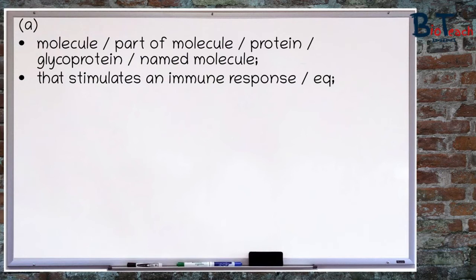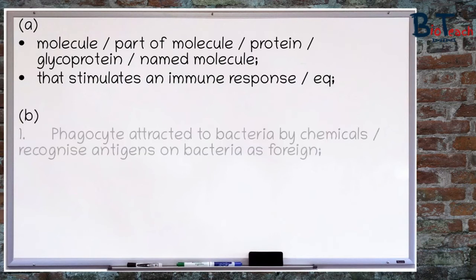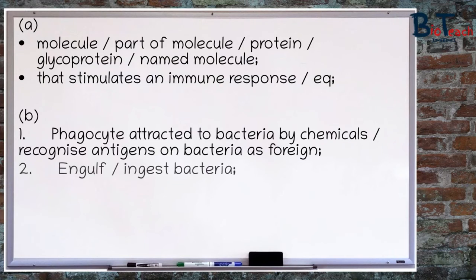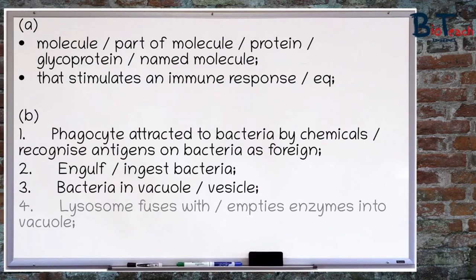So the first part of the question, which asked you what an antigen is, for 2 marks, you need to state that it's a part of a molecule which stimulates an immune response. Note that you can say that antigens are proteins, or even name an antigen as well. Part B asks you to explain how phagocytic cells will destroy bacteria. So it's basically asking you to state the process of phagocytosis.